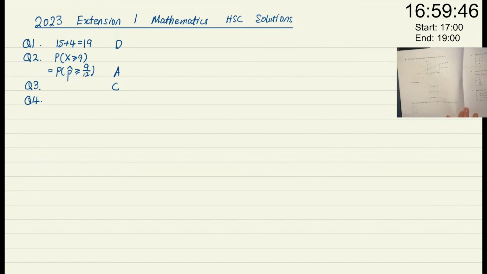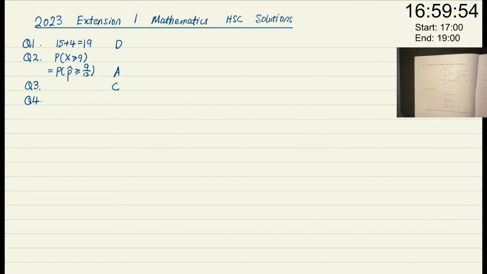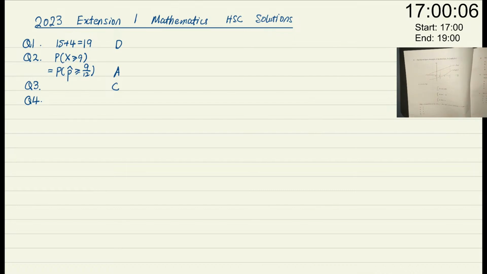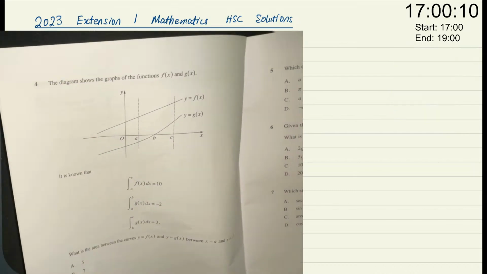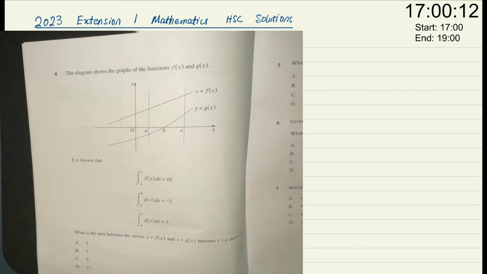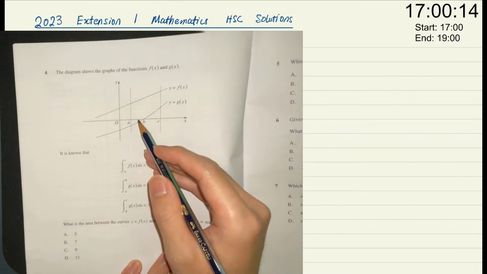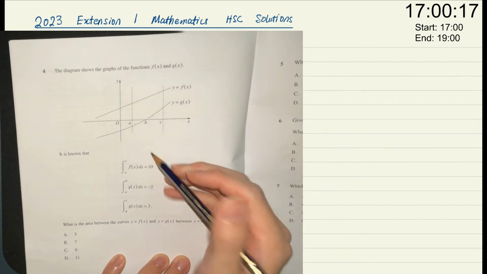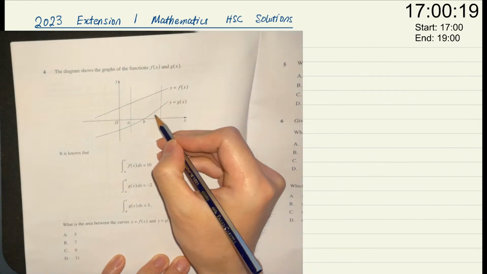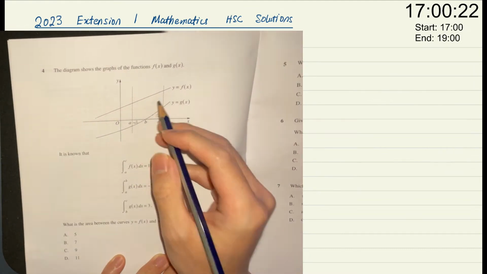Question 4. The diagram shows the graphs of the functions f of x and g of x. It is known that... So we've got some areas going on. They got A to C is 10. I might just switch to the other screen so you can all see what I'm thinking about. Get myself a pencil. So A to C is 10. A to B is minus 2. So that makes that 12. Okay, so that's minus 2, that's 12.